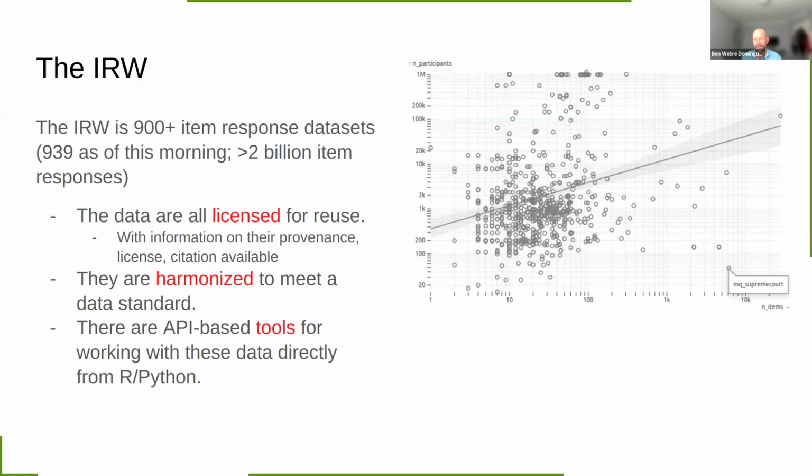All of the data sets have been harmonized to meet a data standard, and this is really critical and something I'll talk about at length. If you understand our data standard, you can instantly be working with very large volumes of item response data because everything has been formatted to have that same standardized format. And finally, there are API-based tools for working with these data directly from R or Python. In particular, I'm going to talk about an R package we've developed that really makes it, I think, quite easy to work with this data.